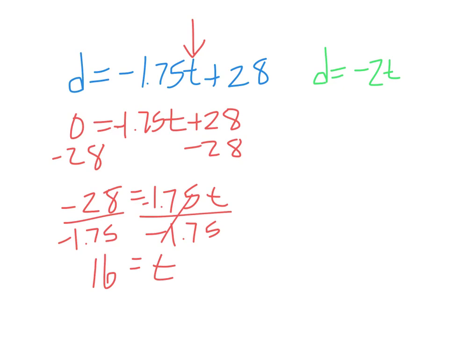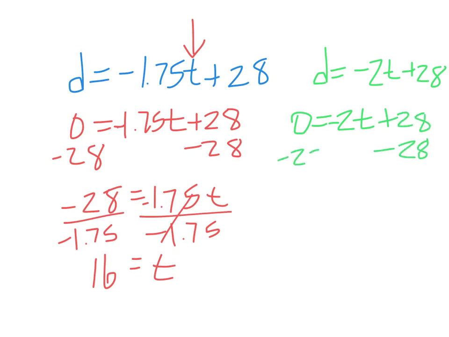Now let's see what it would be if we take the escalator. So again, I write my equation. I'm solving for t, so I'm going to plug a 0 in where the d is. 0 equals negative 2t plus 28. And solve. So minus 28. So I get negative 28 equals negative 2t. Divide by negative 2. Divide by negative 2. What's 28 divided by 2? 14.